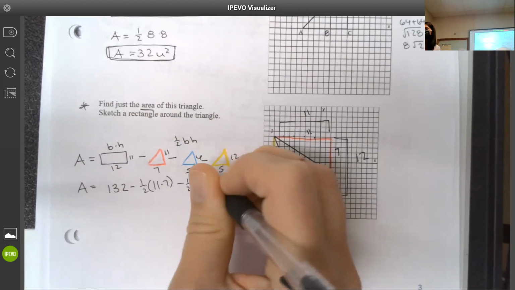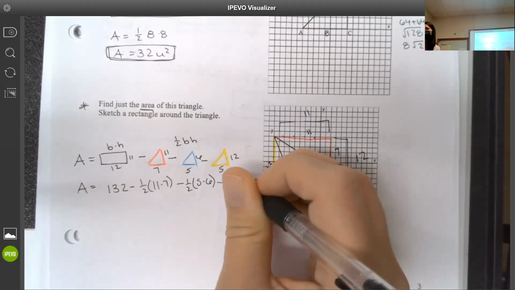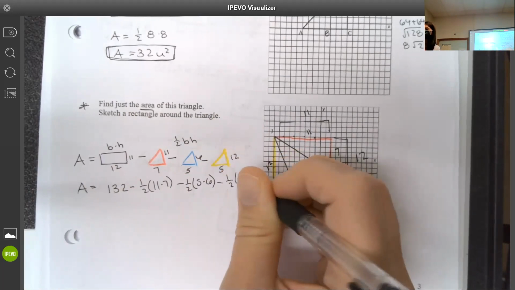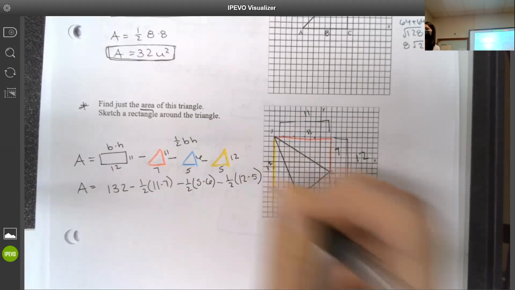Are these triangle ones in the test? Oh, absolutely. We're going to look at shapes that are way funkier than this.